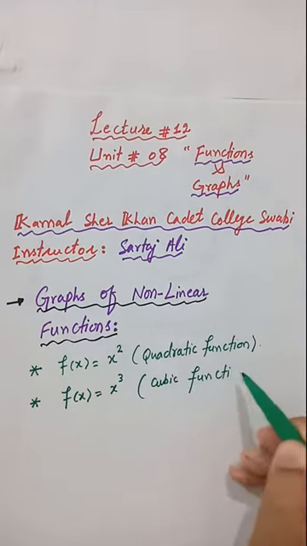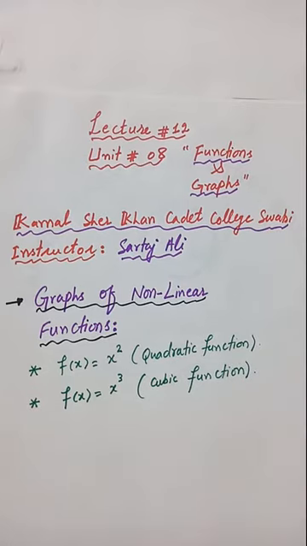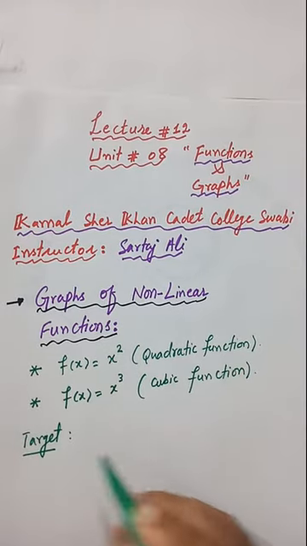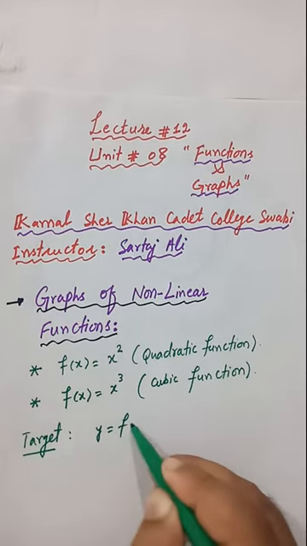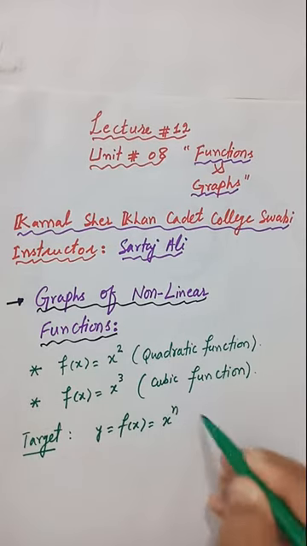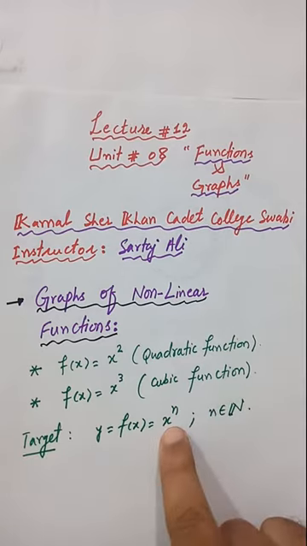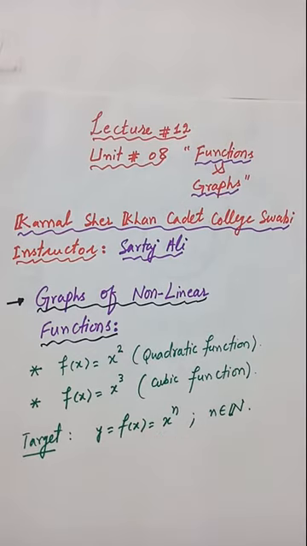We will sketch the graph of these non-linear functions. Both of them are non-linear, and from that we try to generalize the graphs. Our target is to draw the graph of a function y is equal to f of x equal to x power n, where n belongs to natural number. Now if n equal to 1, so f of x is equal to x, so that is the identity function, the homogeneous linear function that we discussed in the previous video lecture. So that is already done.